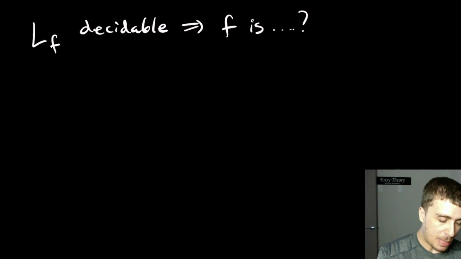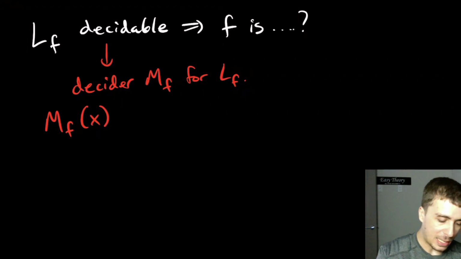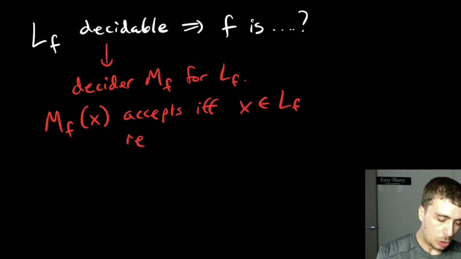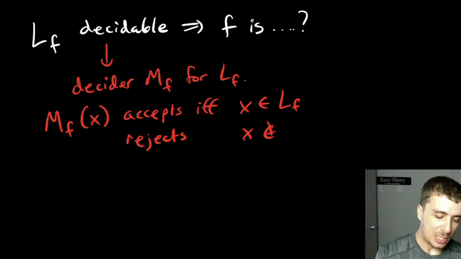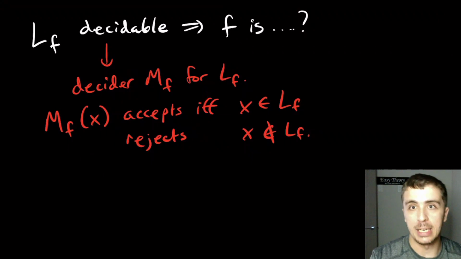L sub f decidable means that there is a decider, let's call it M sub f, for this language L sub f. So that means that M sub f on some input x is going to accept if and only if x is in L sub f, and reject if and only if it is not in there, in a finite amount of time. In fact, this is all that you need, but it runs in a finite amount of time, this M sub f thing.